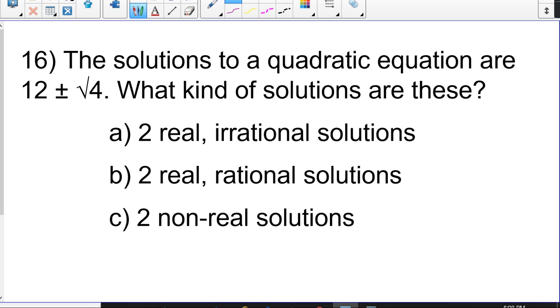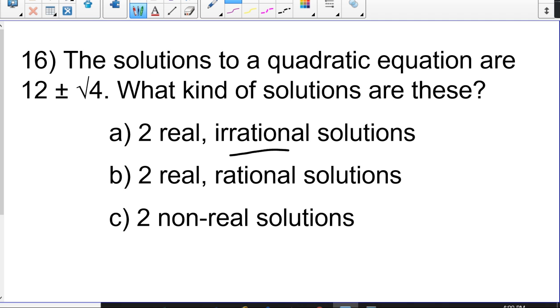In 16, I wanted you to take solutions that I gave you to a quadratic equation and classify those. So I have 12 plus or minus the square root of 4. What kind of solutions are these? Well, let's see. We said it would be irrational if I have a number in there that's not a perfect square. Well, what kind of number is 4? 4 is a perfect square.